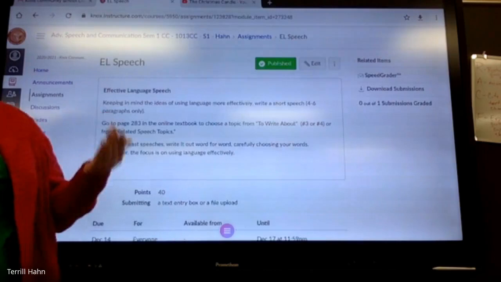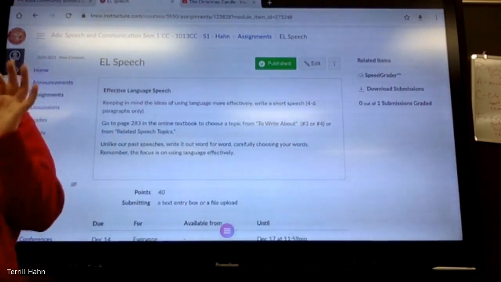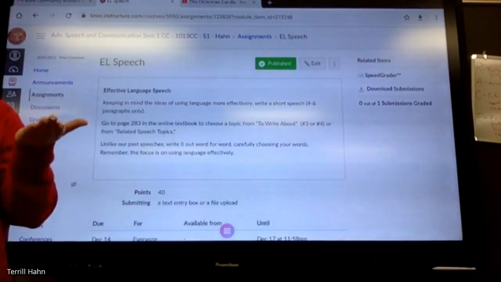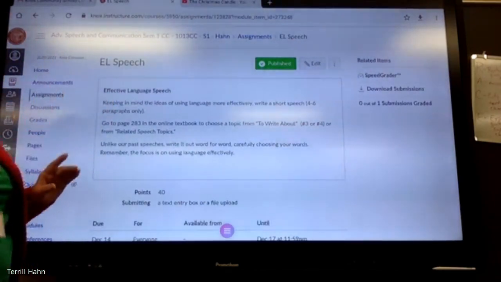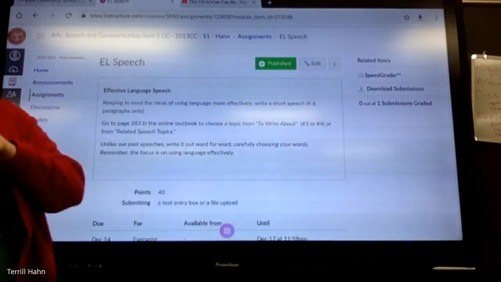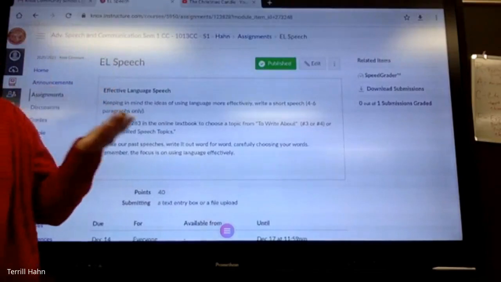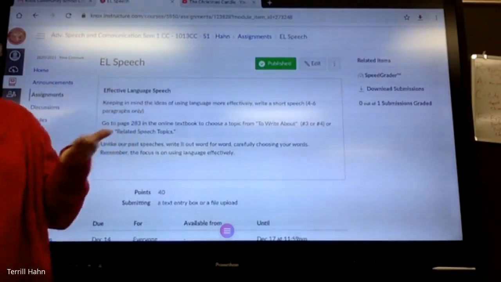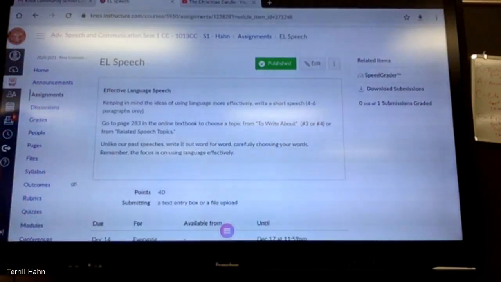So my plan is to have you deliver them, but they're going to be very short, 4 to 6 paragraphs tops. That is short. When it comes to your other speeches, your outlines, if you were writing all of that out word for word, that'd be 6, 8, 10 paragraphs. It would be much longer. So this is very short. This is more like a short essay.